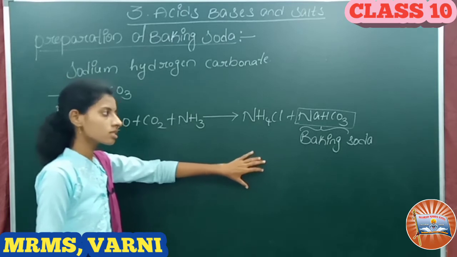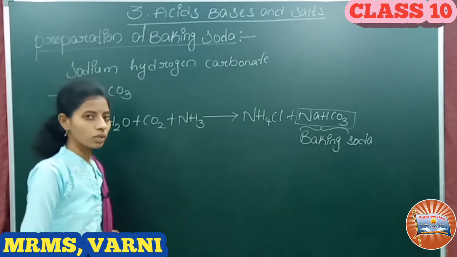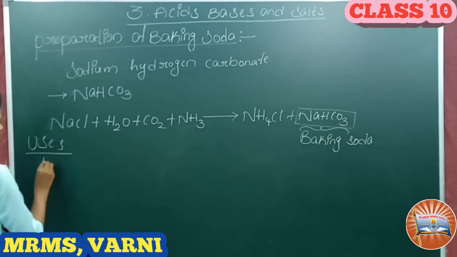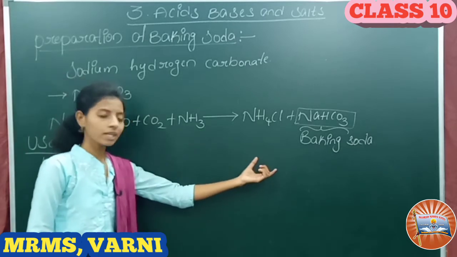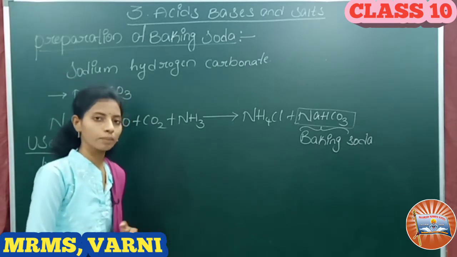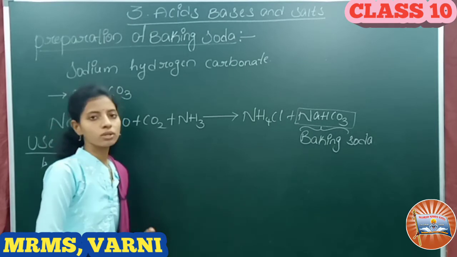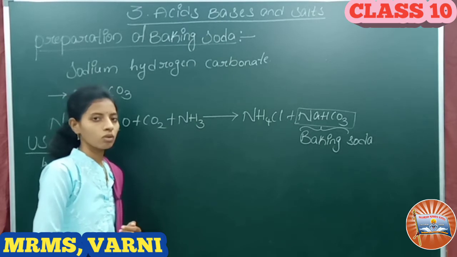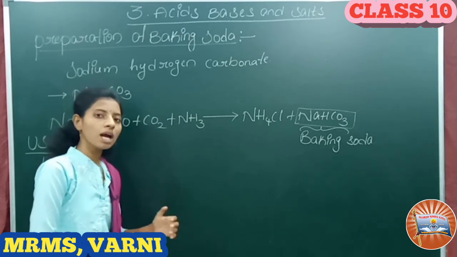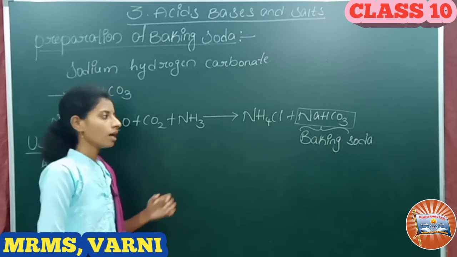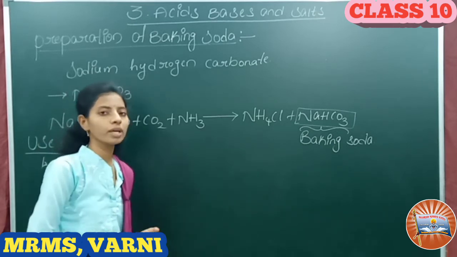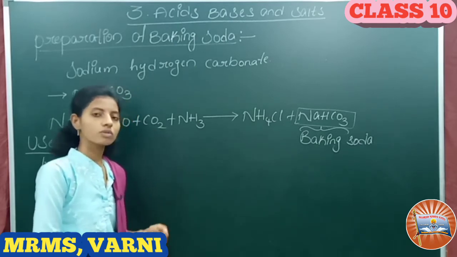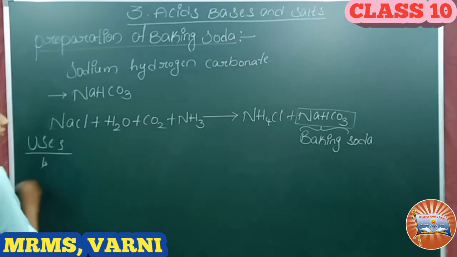So what are the uses of this baking soda? Baking soda is used as a faster cooking agent, and it is also used as an ingredient in antacids. It is also used as a mild antiseptic, and baking powder is used to prepare bread or cake to make them soft and spongy. So here I'll write.